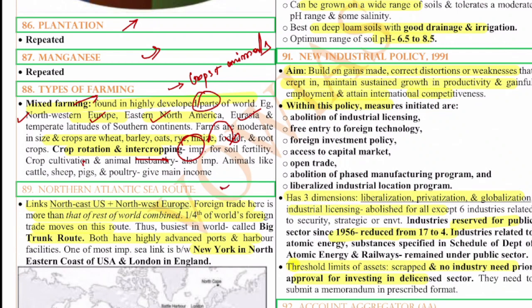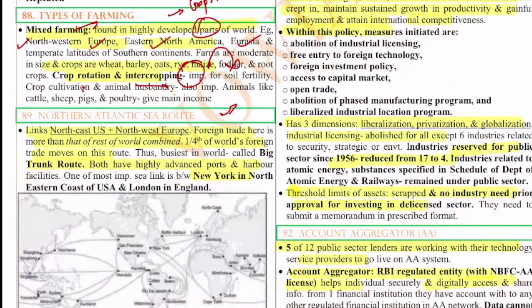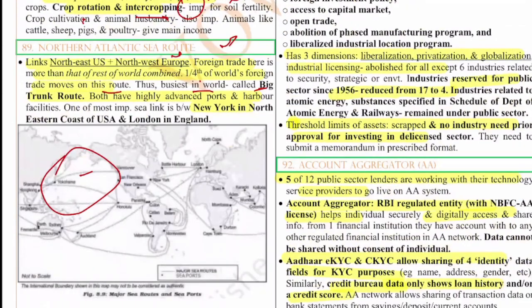Next, the North Atlantic sea route, which links the northeast US and northwest Europe. The foreign trade here is more than the rest of the world combined. One-fourth of the world's foreign trade happens through this route. It is one of the busiest routes; in fact, the big trunk route of the world is here itself. So this North Atlantic sea route is a very busy one.